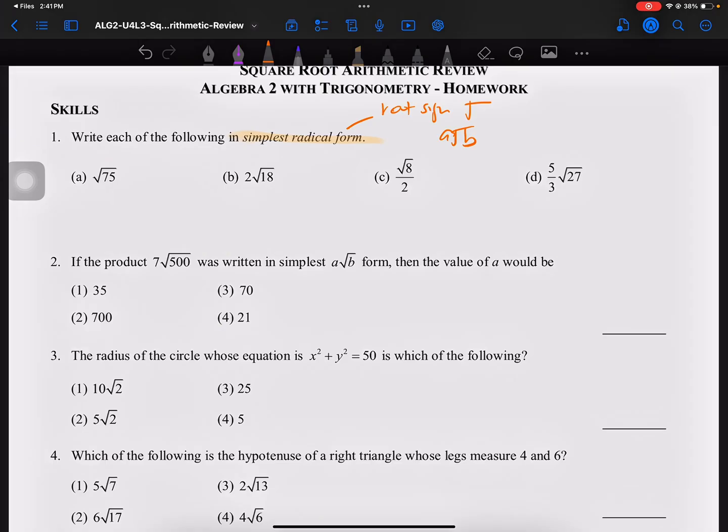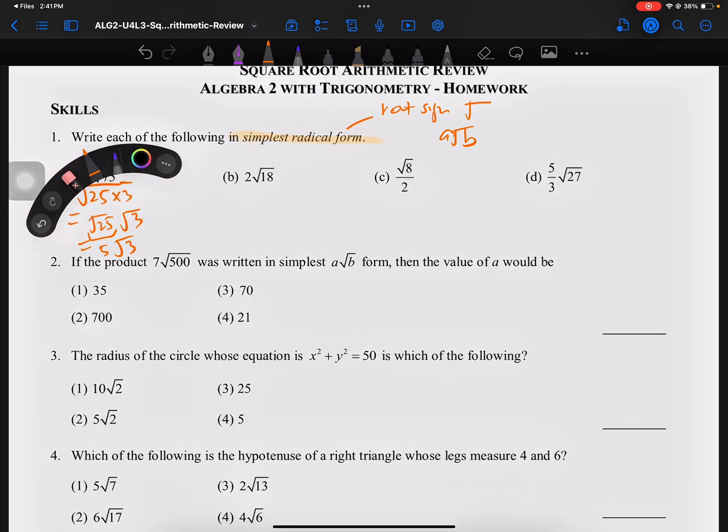So the factor is 25. So we have √(25 × 3). It is also √25 times √3. So this one changes to 5√3. So we know that inside the root, we only have 3. 3 is not a perfect square, so we stop. So 5√3 is the simplest radical form. Now we move on to 2√18.